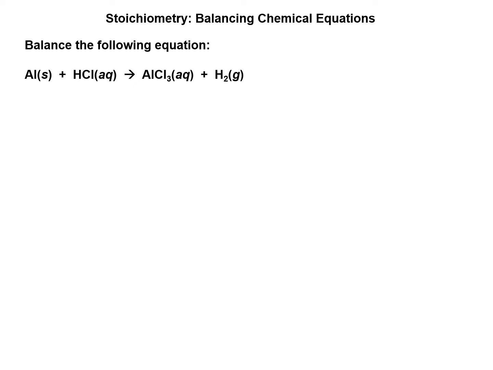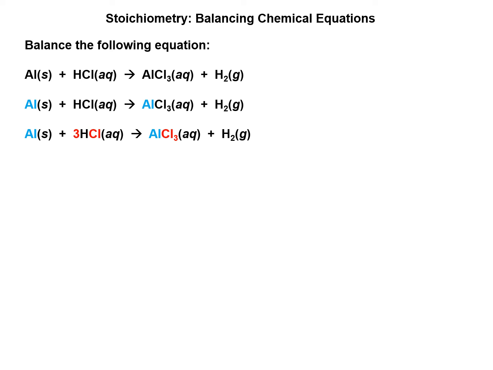Here, this is a little bit trickier. I recommend you try solving this one on your own and then coming back and checking your answer. That'll show that you understand the concept. Here we have aluminum plus hydrogen chloride equals aluminum trichloride plus hydrogen gas. So we have 1 aluminum on both sides starting with the equation, so it's already balanced.